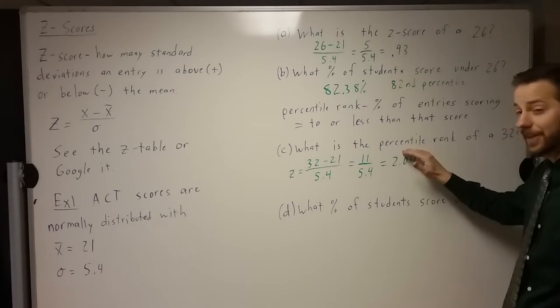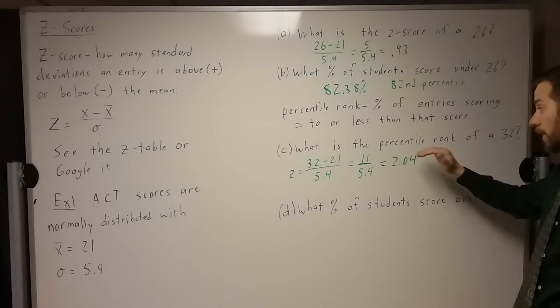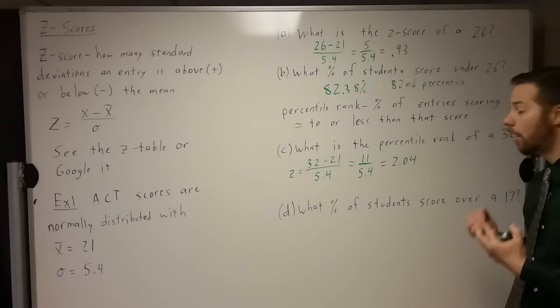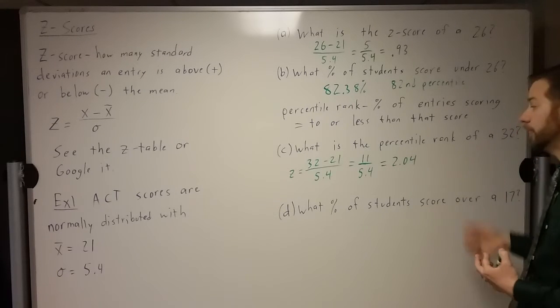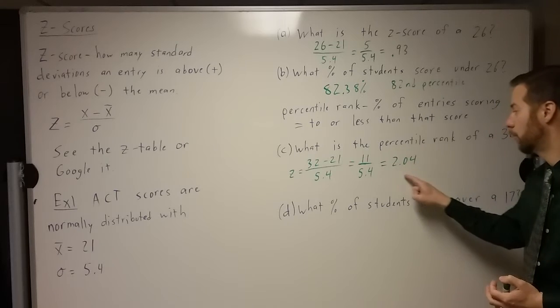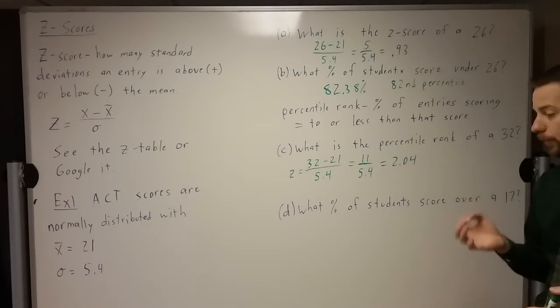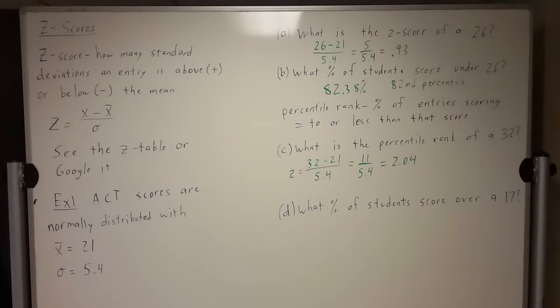So that's not the answer though, because that's our z-score. What we want is percentile rank. In other words, we want to know what percent of people are less than a 32, or what percent of people come out with a z-score less than 2.04. So we're going to go back to our z-table and see if we can figure this out then.